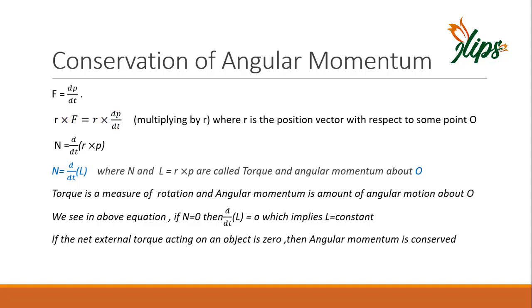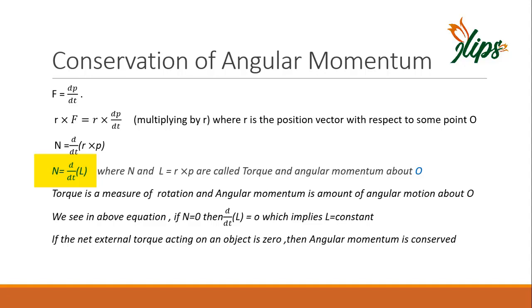The right side can be explained on the basis of a theorem from vector analysis. If I have r cross dr by dt, it is equal to d by dt of r cross dr by dt. Since p contains dr by dt, that's why this is applicable. I will put a link in the description of this theorem. So finally we got this equation.